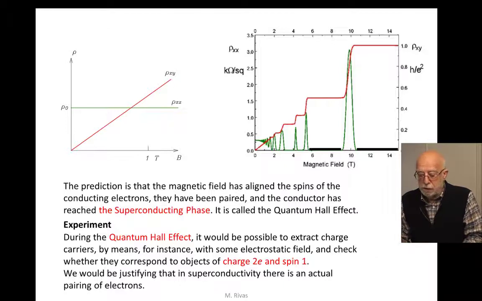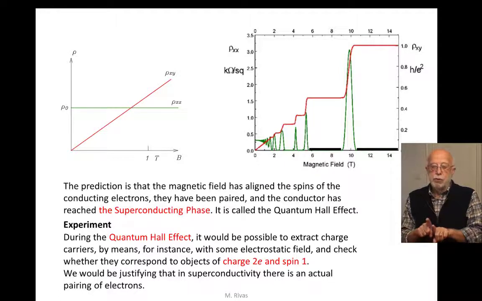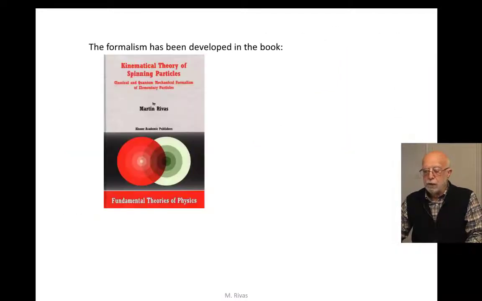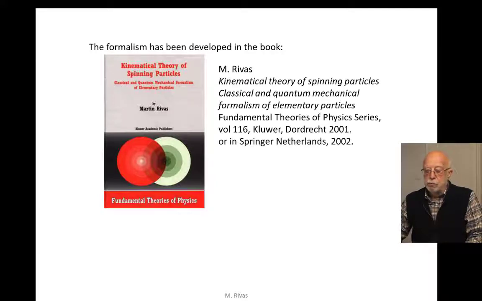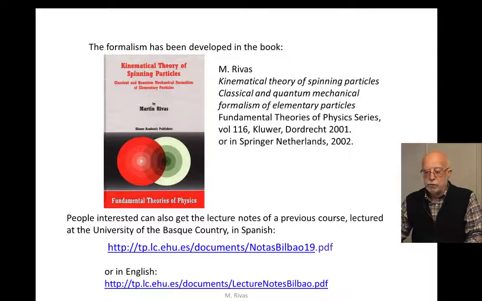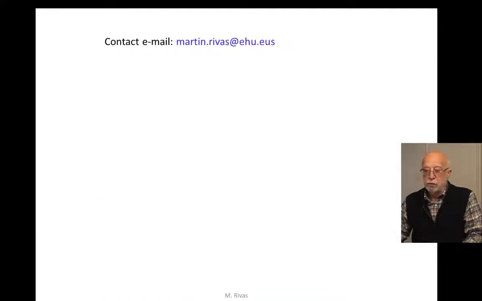So this classical model of a spinning electron will be justifying that superconductivity is in fact a conduction of bosons created from two spin 1/2 particles. Two fermions can form a boson, justifying the superconductivity phase of normal conductors. The model has been developed in this book, or you can alternatively download these two documents of a previous lecture course I lectured at the University of this country, or you can contact me.